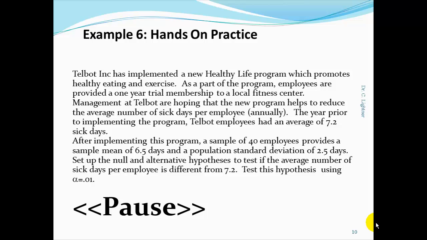Set up the null and alternative hypotheses to test if the average number of sick days per employee is different from 7.2. Test this hypothesis using alpha equals 0.01 as your level of significance. You should pause the video at this time and try to complete this problem. Make sure that you follow all 8 of your steps for testing hypotheses. Also, make sure that you have your chart, which lists the appropriate test statistics and rejection rules for testing large sample cases where sigma is known.